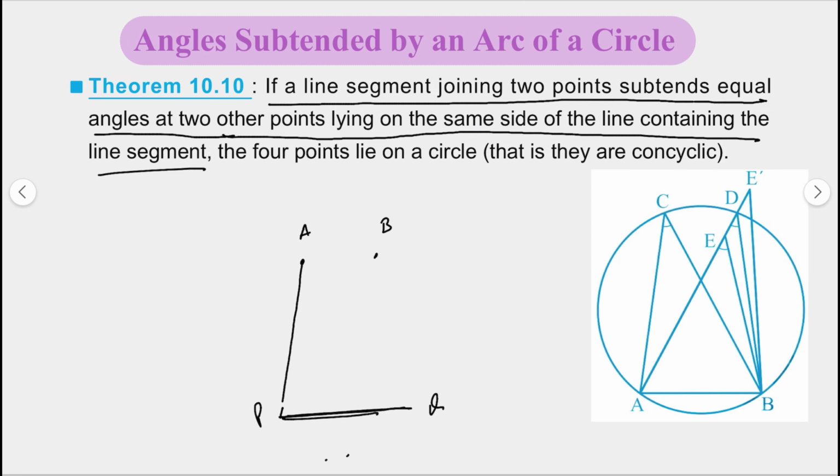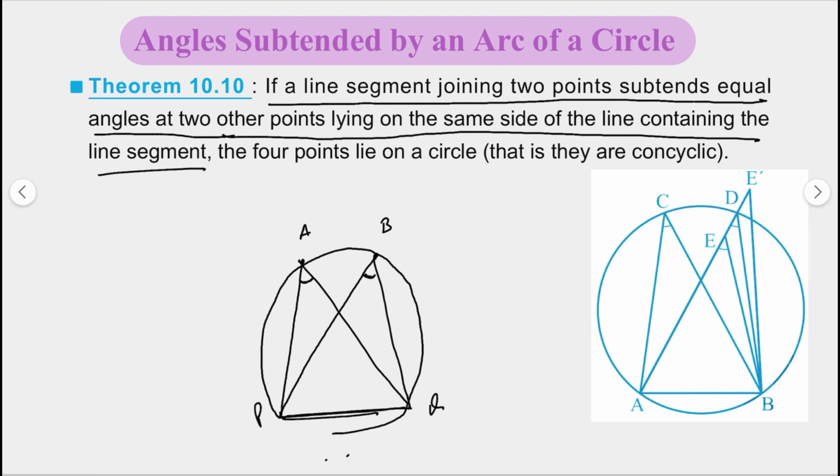If we join PA and AQ, similarly if we join BP and BQ, so if these two angles are equal, then this will be a cyclic quadrilateral. That means if you join these, you will get a circle like this. That's what this theorem says.